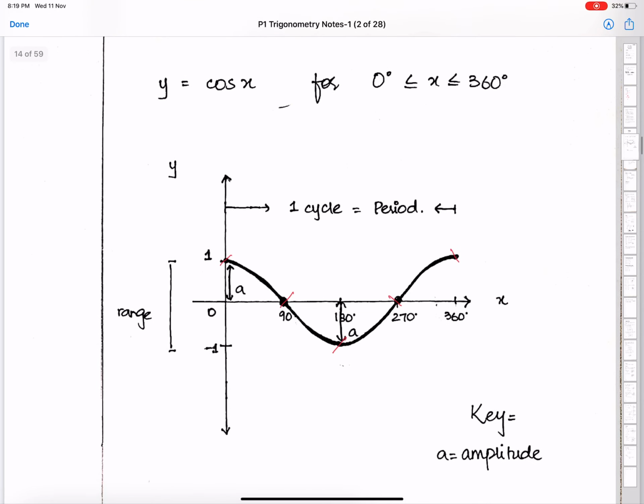Now, this is the cos curve. When theta is 0, then the value of y is 1. When theta is 90, then y is 0. Cos 90 is 0, cos 180 is -1, cos 270 is 0, and cos 360 is 1. So if you know these points, you can sketch the curve directly. Otherwise, you would need to use the calculator.